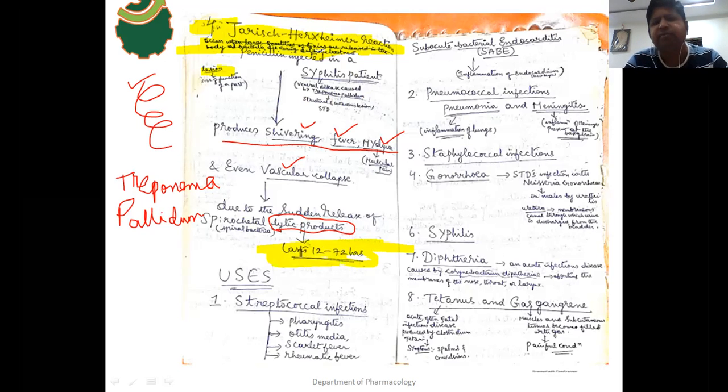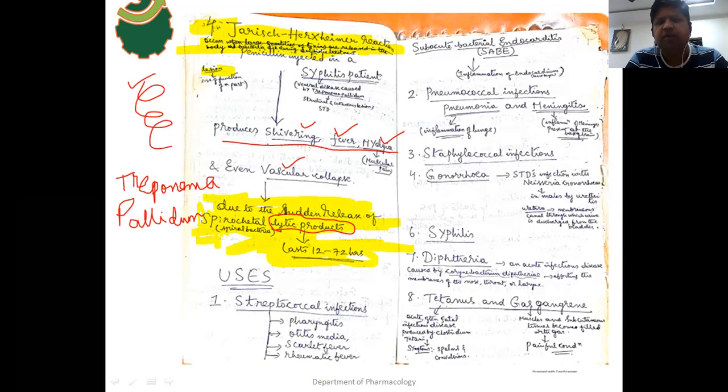there are certain symptoms which include shivering, fever, myalgia, and even vascular collapse, and even severe rashes on the skin. There is a picture that I would like to show. There are severe rashes on the skin, and this is due to the sudden release of spirochete lytic products. Okay, it's a natural reaction of our body to this toxin.